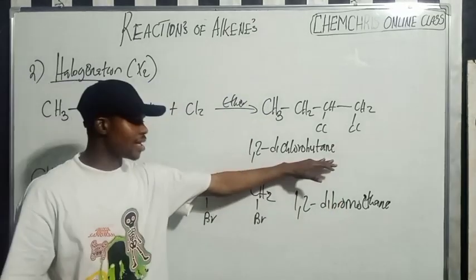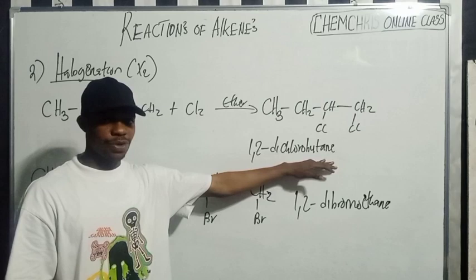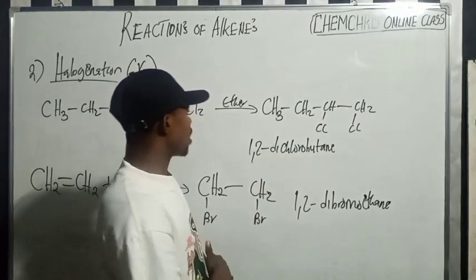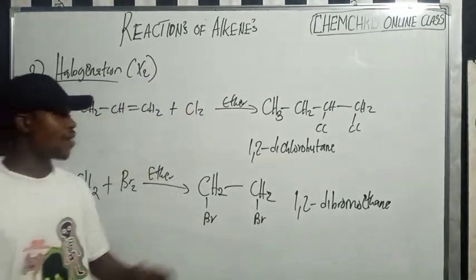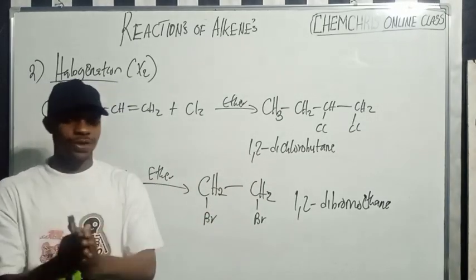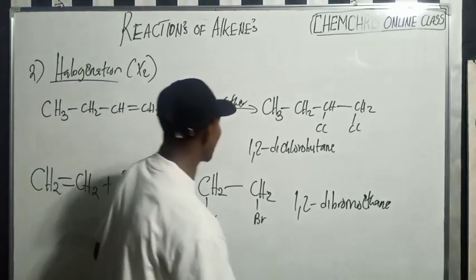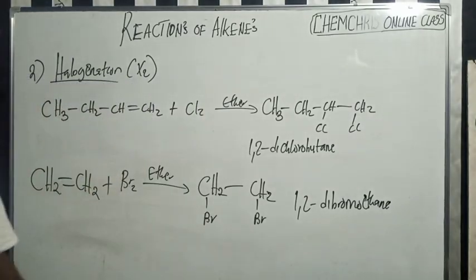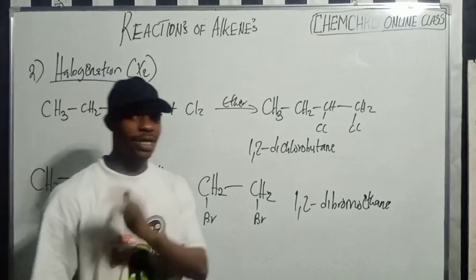1,2-dichlorobutane. That is the name of the product. Do you understand? Another thing you want to understand is that for every product you give, you must give the name, the IUPAC name of that product. If not, you're not going to get the answer. So you can see how easy halogenation is. Halogenation is not that difficult. Do you understand? Not that difficult.